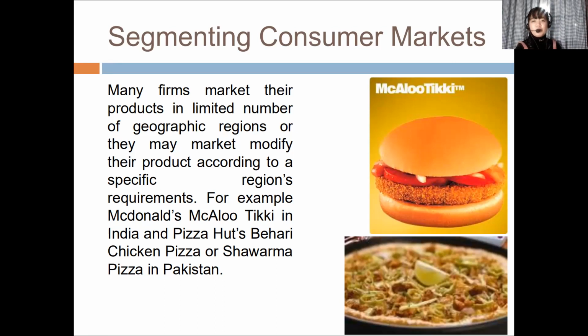I'll give you an example of restaurants who also embrace geographic segmentation. So for example, McDonald's Mac-Aloo Tikki in India, wherein it's a chicken burger but with many spices, knowing that Indians love spices, no? Like their onions and garlic, class, no? According to my students who have traveled to Muslim countries, they really use a lot of onions and garlic in their dishes.